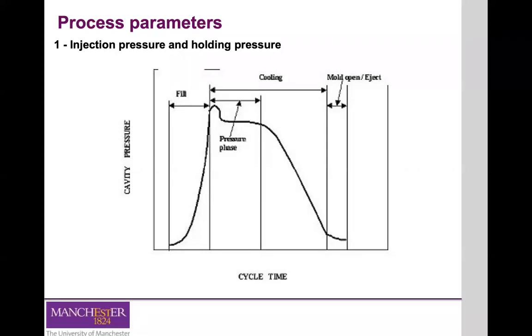Also, the pressures should be high enough and, importantly, should be maintained long enough to minimize shrinkage by adding more plastic into the mold, in the process that we normally call packing. So the injection pressure, which is the pressure that you apply to force the material initially from the injection cylinder into the mold cavity, is normally lower than your packing pressure.